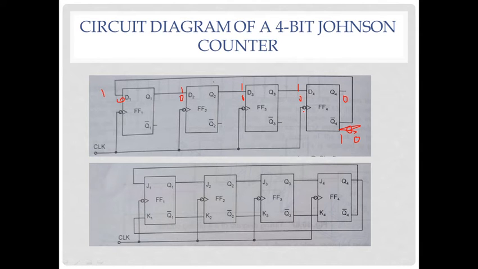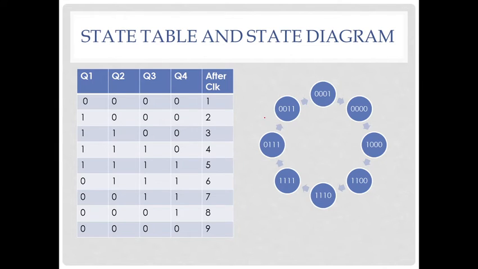Earlier, if it's a 4-bit ring counter, then it can count only 4 values. However, if it's a 4-bit Johnson counter, it can count 8 states. Initially we're assuming that all the flip-flops are reset, therefore Q1, Q2, Q3 and Q4 are 0. Then Q4 dash is fed to D1, and in the next clock pulse, your Q1 becomes 1, and Q2, Q3 and Q4 remain 0.